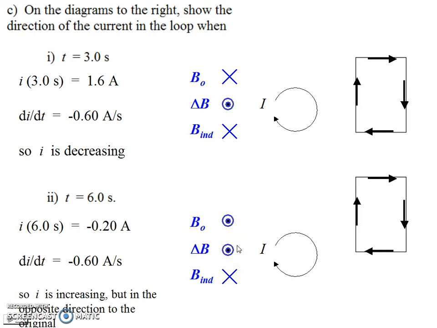The universe doesn't like that, so it tries to induce the field into the page, making the current in the loop point clockwise, and once again, we have the charges flowing around in a clockwise direction. It's all just Lenz's law, over and over.